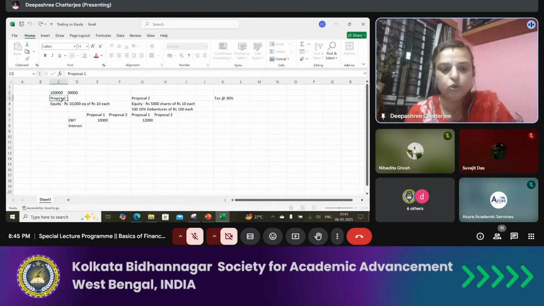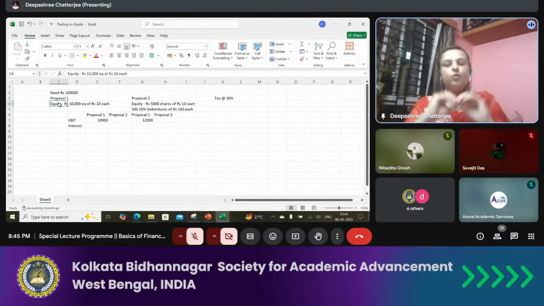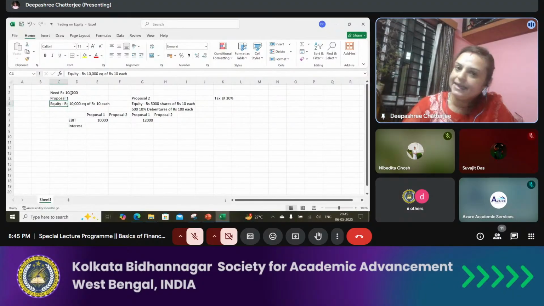And there are two proposals, proposal 1 and proposal 2. In proposal 1, we have an all equity firm. There is no debt in the capital structure, right? So how will we raise that 1 lakh? 10,000 equity shares of rupees 10 each, let's suppose, right?